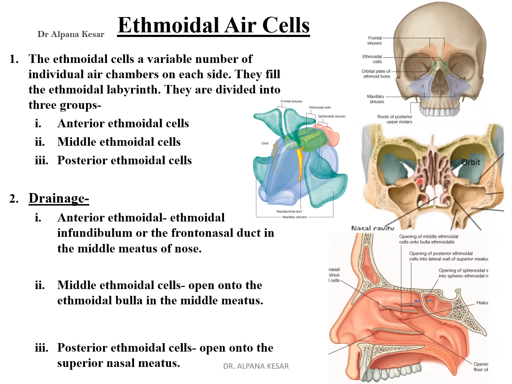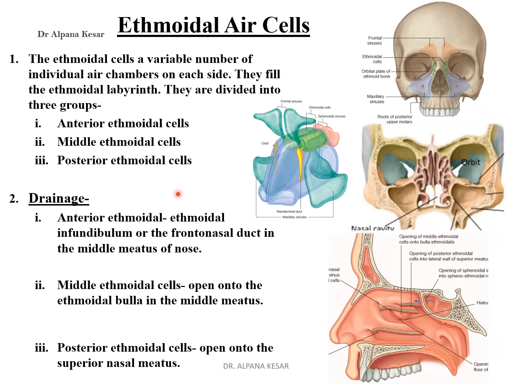These ethmoidal air cells are divided into three groups: the anterior ethmoidal air cells, middle ethmoidal air cells, and posterior ethmoidal air cells. Each of these groups consists of 2 to 5 air cells.